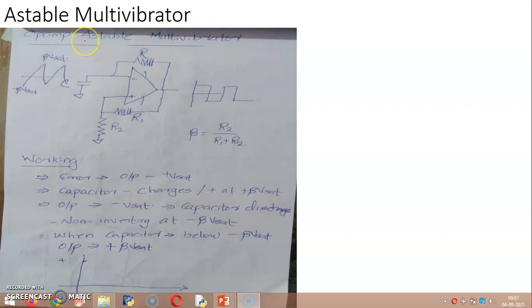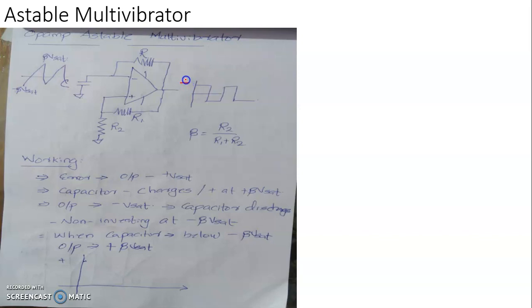An astable multivibrator is a multivibrator or a waveform generator having two different quasi-stable states. So it has two different partially stable states. As far as the op-amp is concerned, these partially stable states are plus V saturation and minus V saturation.